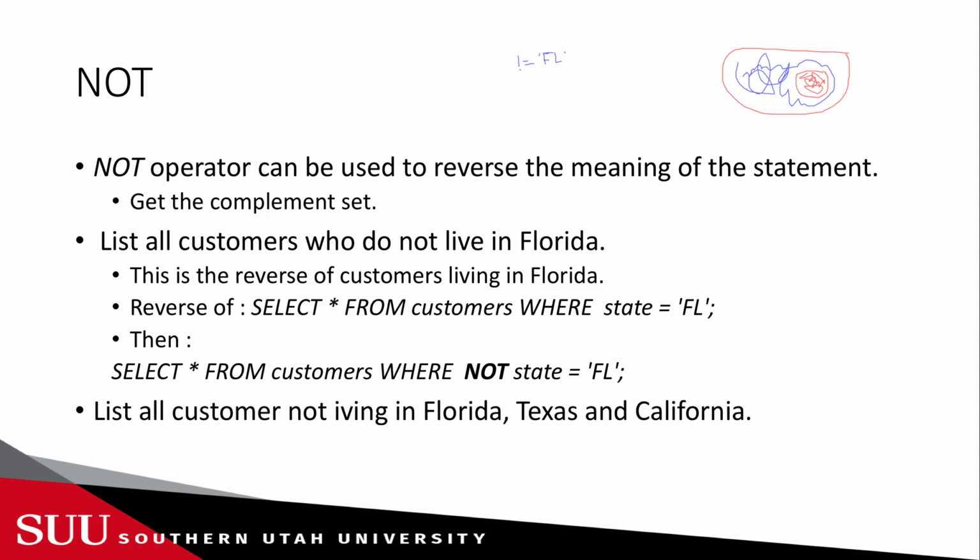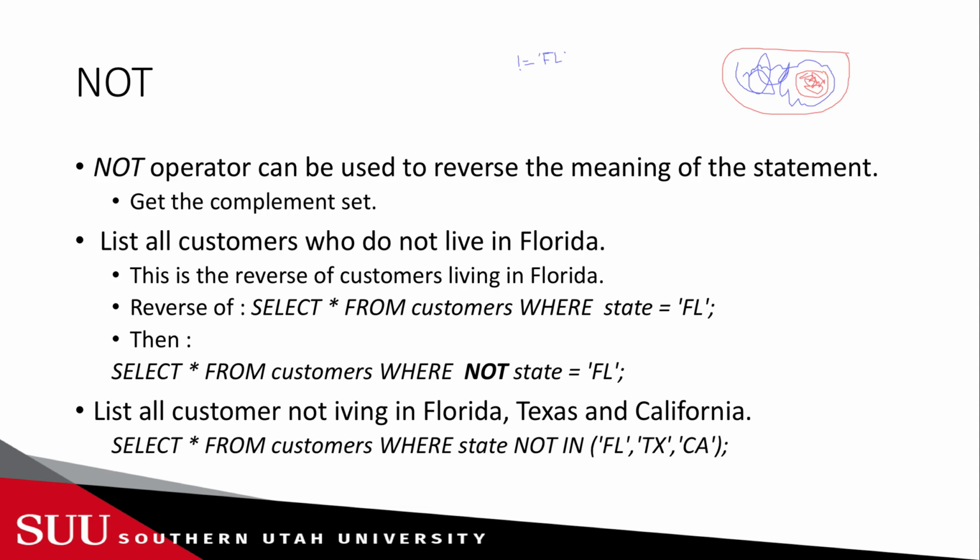Similarly, it can be used with the in operator. So if I'm saying list all customers who are not living in those states, Florida, Texas, and California, I will first get all the customers living in those. So I'll say select star from customers where state, and then I'll say in parentheses I will put FL, TX, and CA, and then I will use the not operator as right here. And this is again going to give me the complement set.